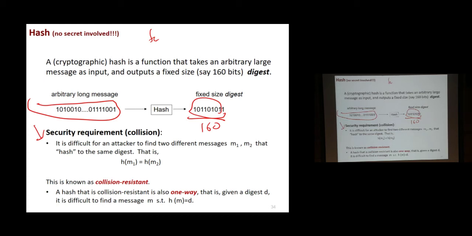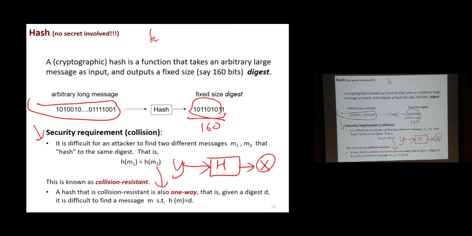From collision resistance, there is another requirement called one way. Collision resistance implies one way. This will be in the tutorial. Many of you may have heard that a hash function is one way, it's not invertible. What do you mean by that? I have a hash here. You give me an x. Given the x, find a y, find the input that hashes to x. This is one way.